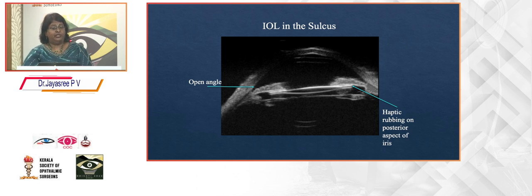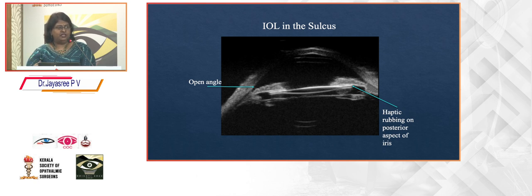And when the IOL is in the sulcus and the haptic rubs, that is when a one piece IOL is kept in the sulcus and not in the bag, this haptic can rub against the posterior iris pigments and release pigments, and this can lead to what is called UGH syndrome also.